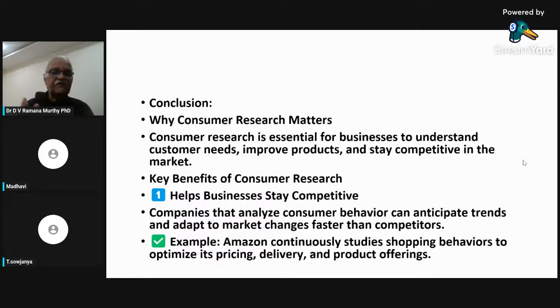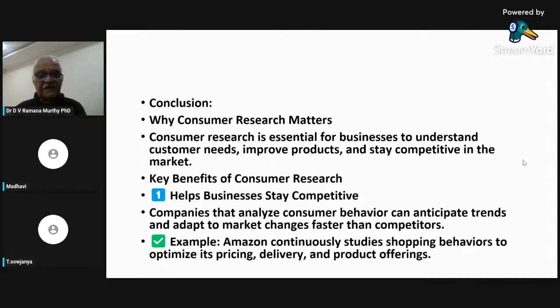So, in conclusion, what we can say here is why consumer research matters. I repeat, it's very essential to stay competitive in the market. It helps businesses to stay competitive because see, all other competitors also do the same thing. But if you just examine how the things are happening in and around, and whether customers are accepting or not, and what are their preferences, how the consumer preference trends are changing and all. So this kind of approach helps businesses to stay competitive.